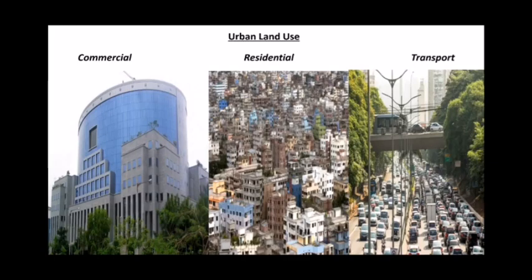First one is the commercial land use. Now, children, what is a commercial land use? Some parts in the cities are only used for commercial purposes. Like these places are used for shops, banks and offices. Okay, mostly businesses are being carried out in the commercial land use.